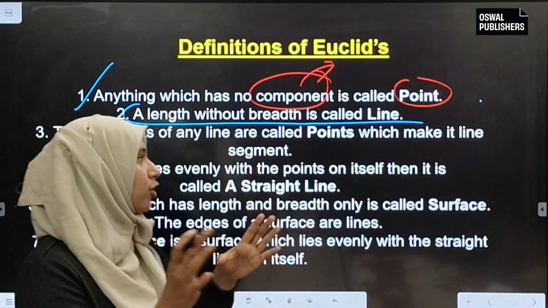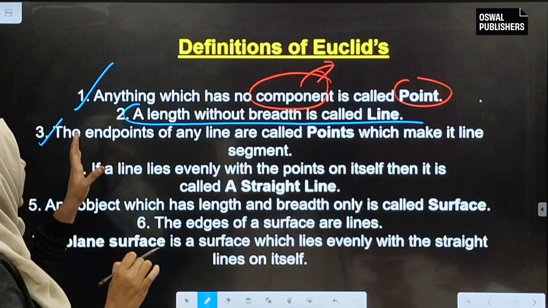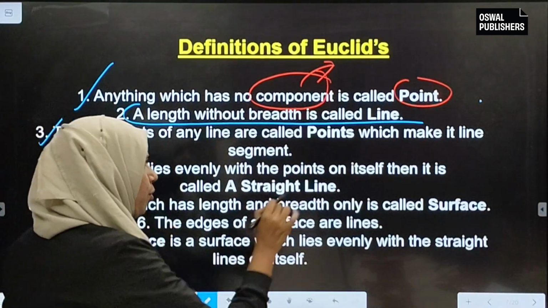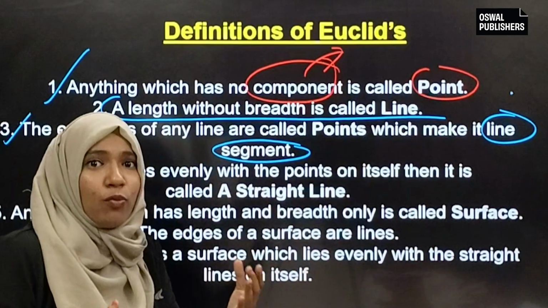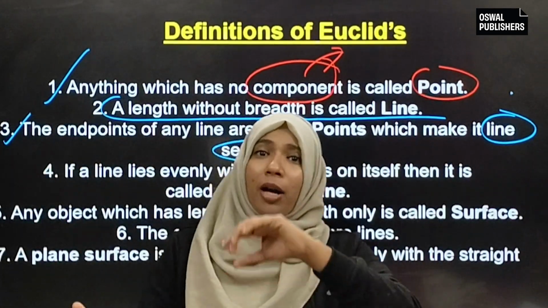Clear? So moving to the third definition, it is saying that the end points of any line are called points which make it a line segment. So what is a line segment? We can say that it is a part of a line.